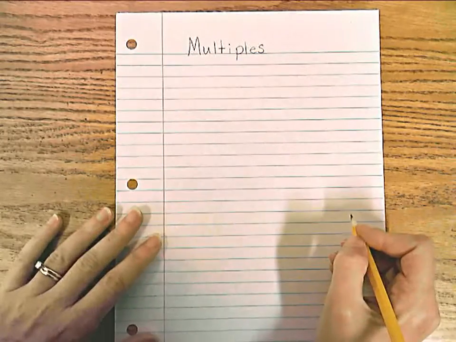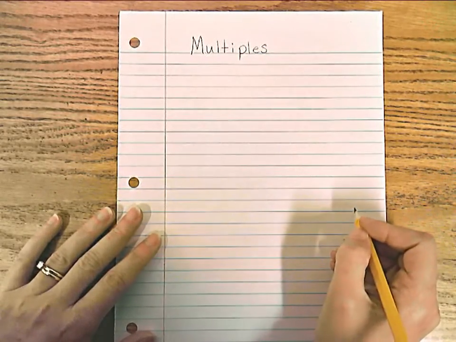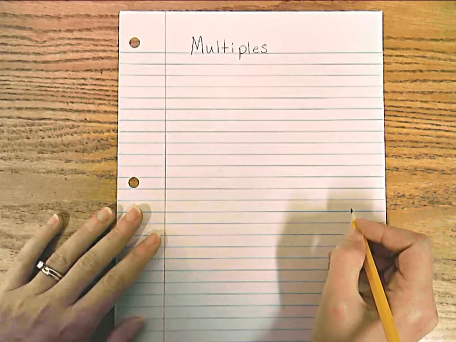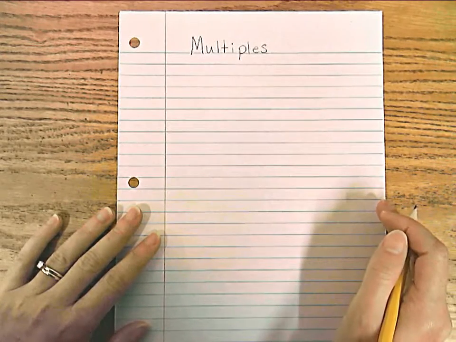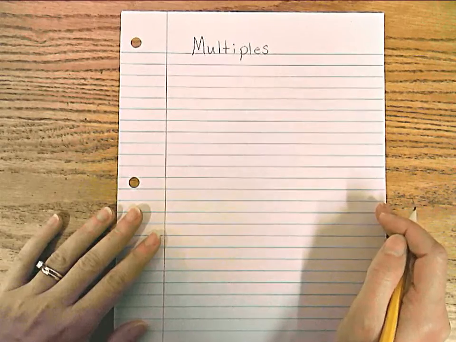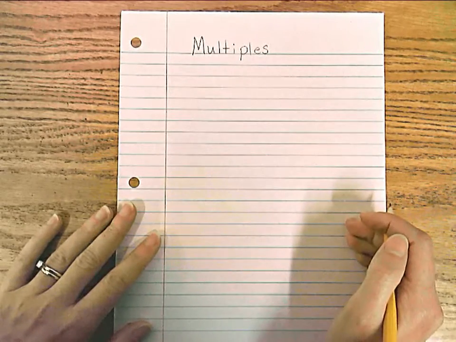Okay, let's talk about finding multiples. Multiples is just another word for all the numbers on a multiplication table, so we're using skip counting if we don't already know our facts.